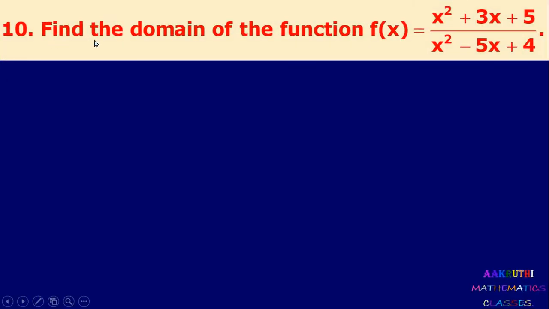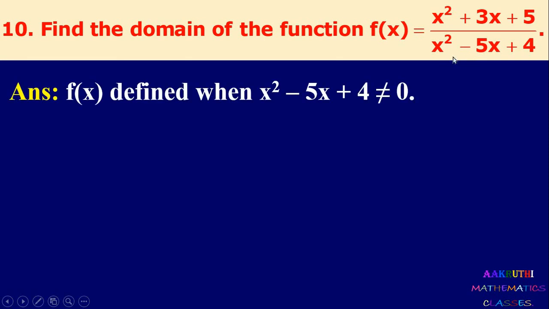So next problem, find the domain of the function f of x is x squared plus 3x plus 5 divided by x squared minus 5x plus 4. So here given function is rational function. Rational function is defined only when denominator is not equal to 0. So here x square minus 5x plus 4 should not be equal to 0.